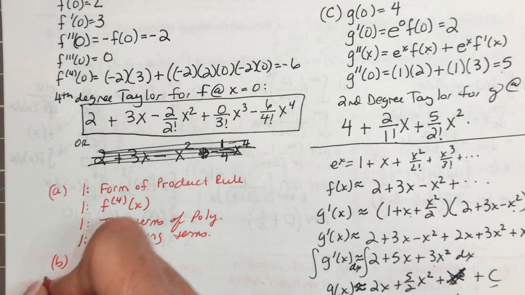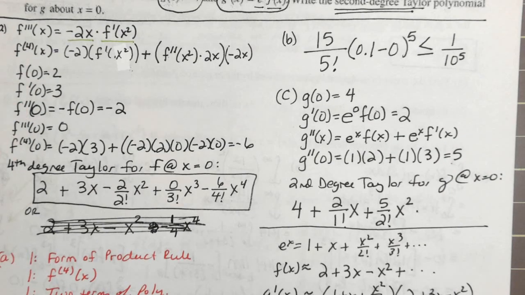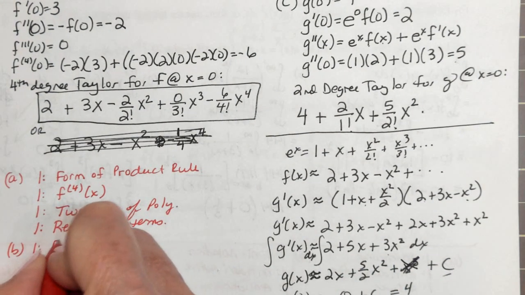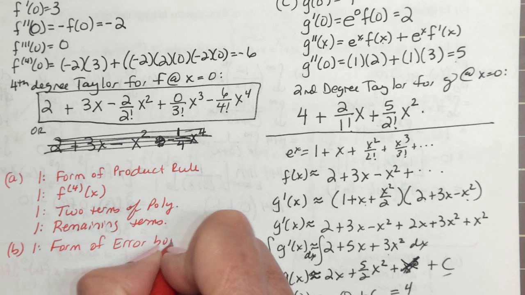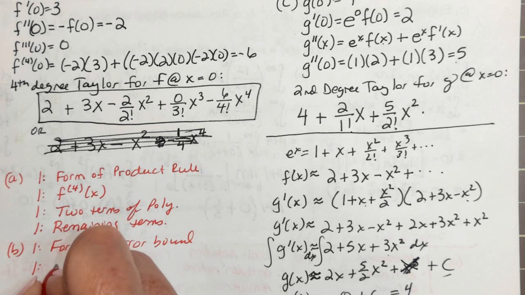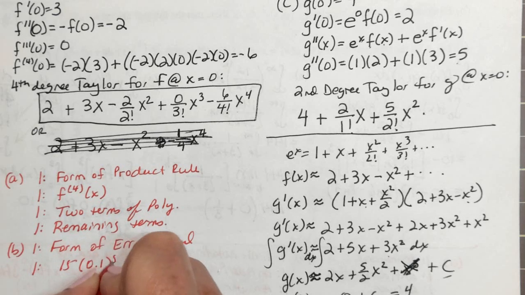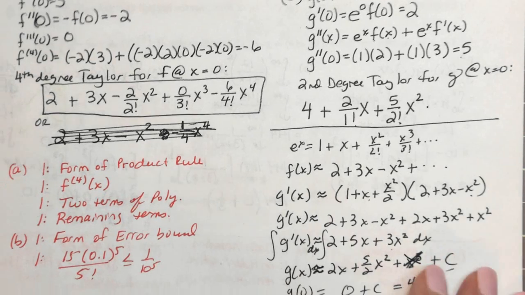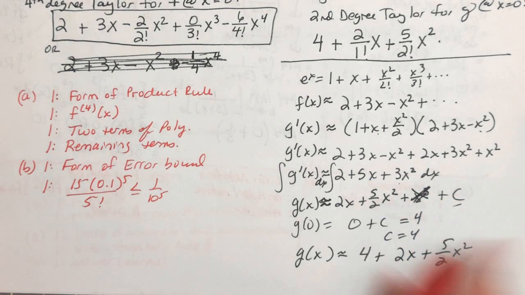Part B was worth a total of 2 points. 1 point for the form of the error bound, Lagrange error bound. And 1 point for showing that the error is less than or equal to 1 over 10 to the 5th.